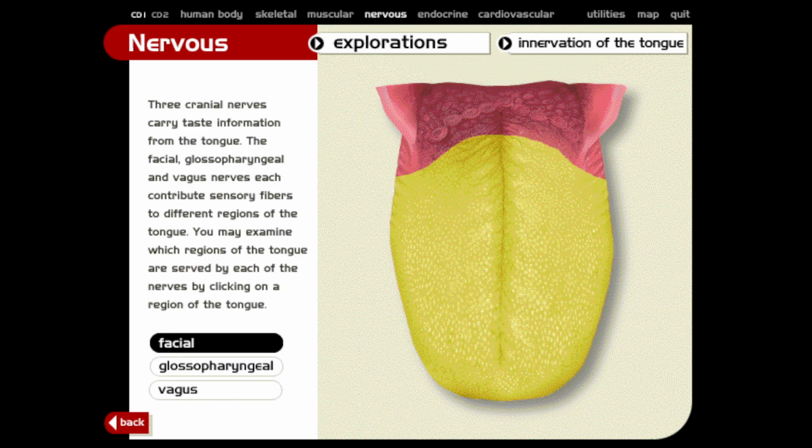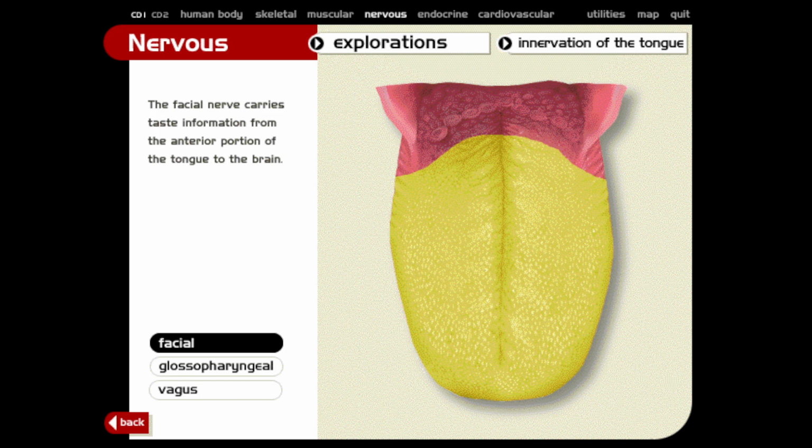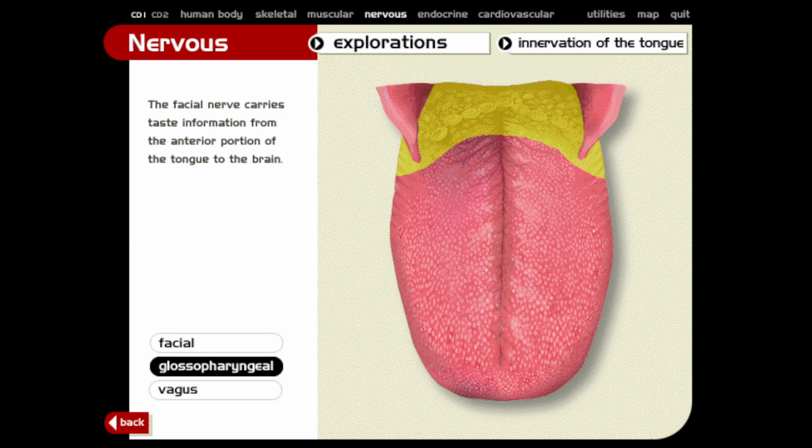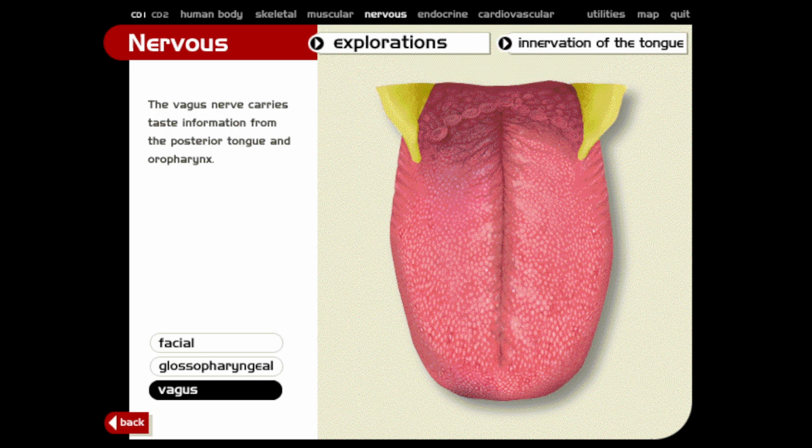of the tongue. The facial nerve carries taste information from the anterior portion of the tongue to the brain. The glossopharyngeal nerve carries taste information from the more posterior regions of the tongue to the brain. The vagus nerve carries taste information from the posterior tongue and oropharynx.